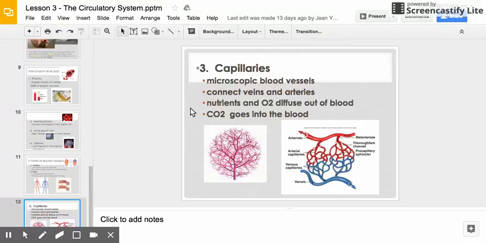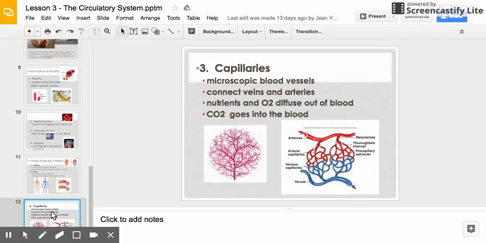And then capillaries are microscopic blood vessels. They take blood both to and away from the heart. They're important because they connect veins and arteries together, and it's at this level where nutrients and oxygen diffuse out of the blood and carbon dioxide enters into the blood to be expelled from the body when you exhale. So every cell in your body is just one cell away from a capillary. And you can see in this picture how they branch out like a tree.